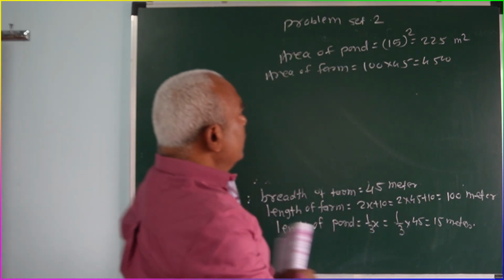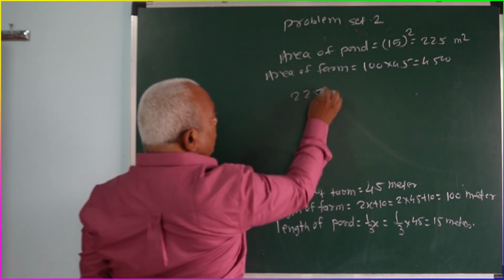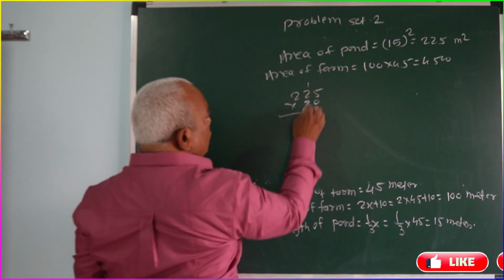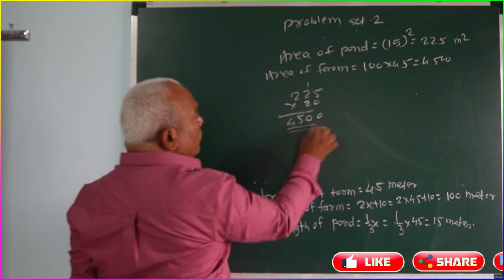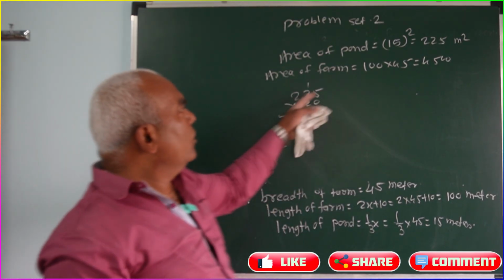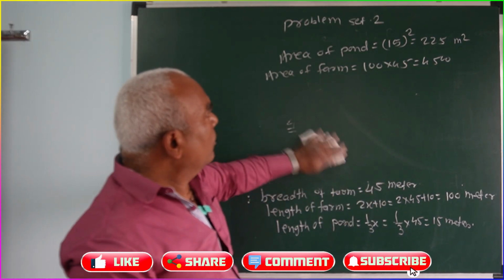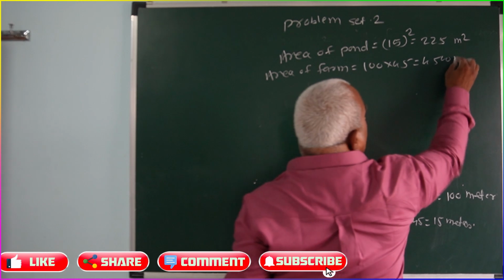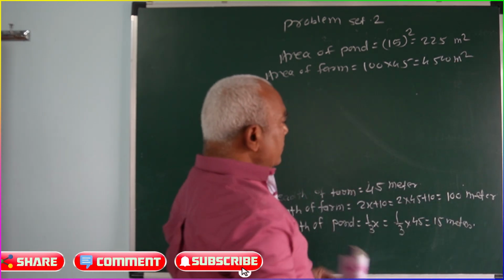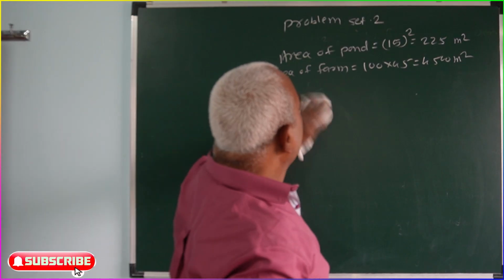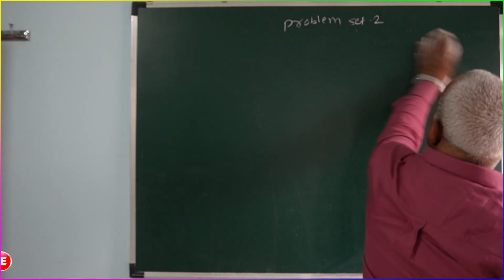Now see here, is this 20 times or not? Check it. If we multiply 225 into 20, the answer comes 4,500, which is 20 times the area of the pond. So the area of farm is 4,500 meter square. Length of farm is 100 and breadth is 45.